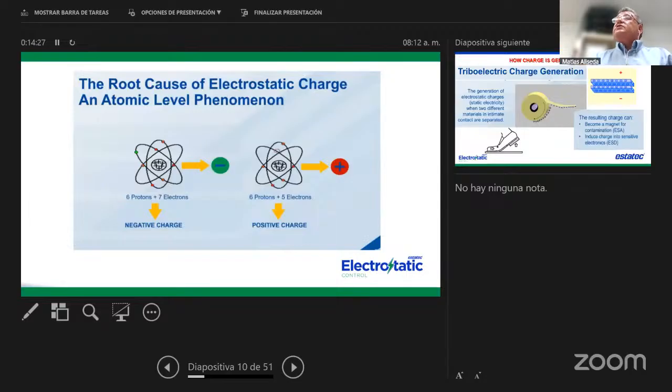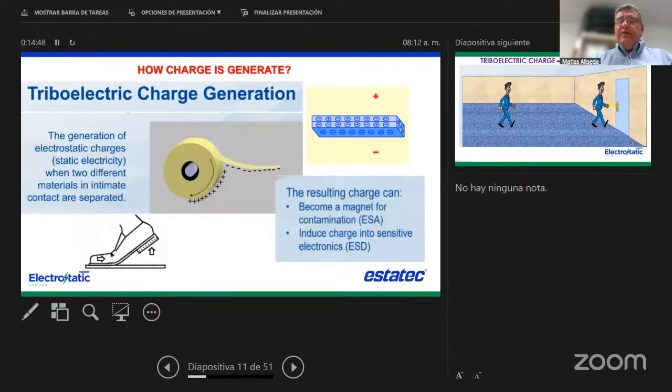Everything in the universe is made of atoms, and inside the atoms we have electrons. When we have unbalanced electrons, we generate charge, positive or negative. So everything can be charged. One of the very important things is how we generate charge. The most popular way is friction. That means that when we walk or travel, my body can generate charge.